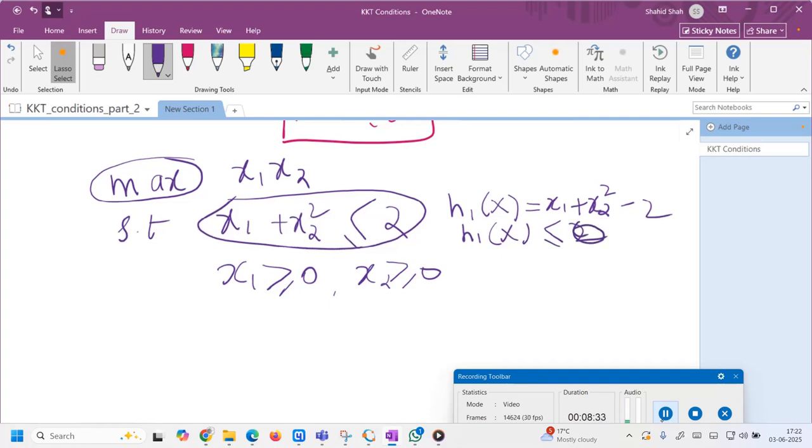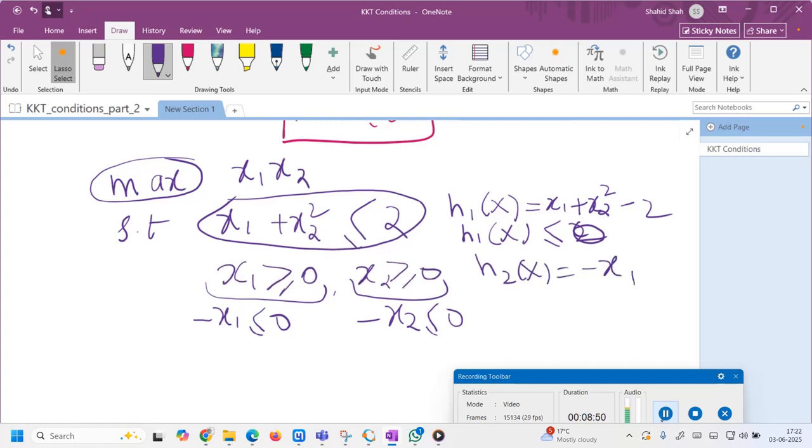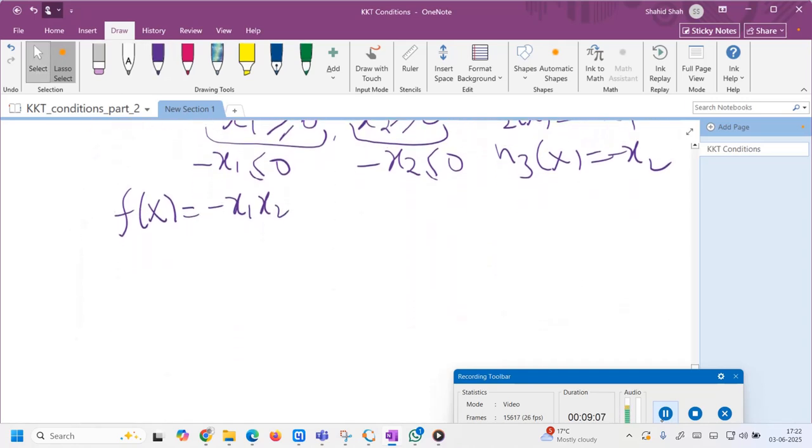Okay. But what about these? We have two more constraints. x1 greater than or equal to 0 is same as minus x1 less than or equal to 0, and x2 greater than or equal to 0 is same as minus x2 less than or equal to 0. So we need to define h2 of x as minus x1, and h3 of x as minus x2. We have now three constraints, and you want to maximize it, but what will be the minimization? How to write that? So you know that you need to define f of x as minus of x1 x2. Fine. Now we have standard problem.